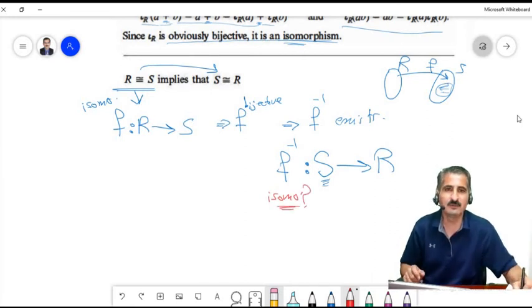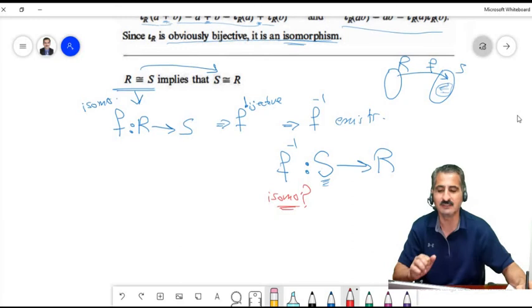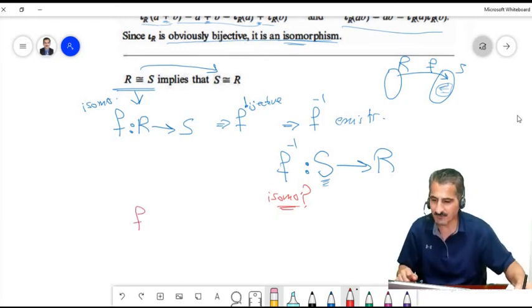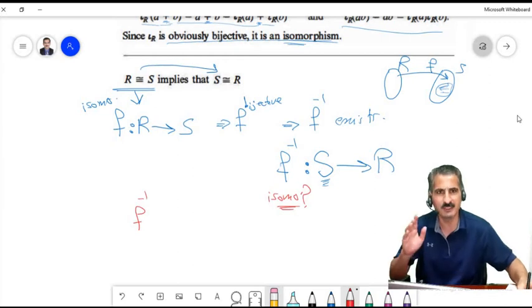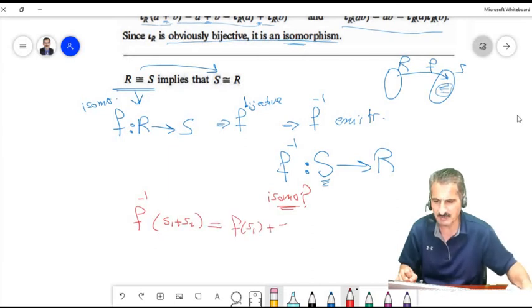We know since F is one-to-one and surjective, then F inverse is one-to-one and surjective. You should know that from Foundation of Mathematics. But now the question: can we have the other two properties? If we have s1 plus s2, would F inverse of s1 plus s2 be the same as F inverse of s1 plus F inverse of s2? Now the plus here is inside S, but the plus here is inside R.